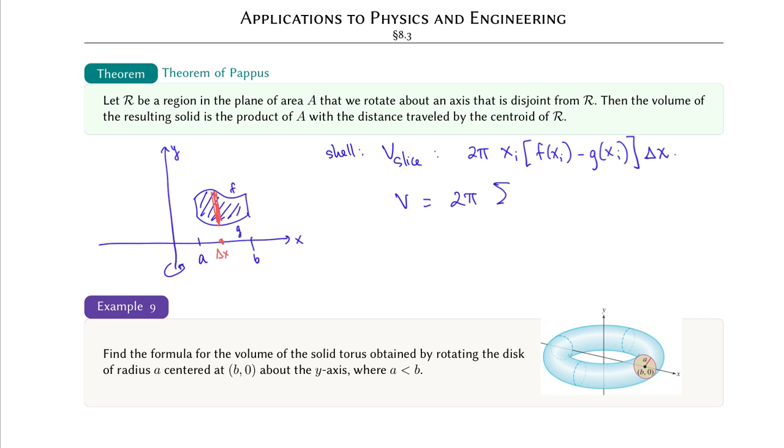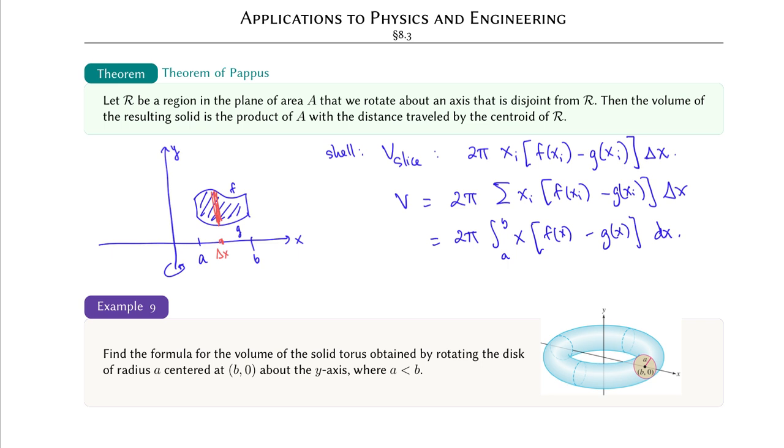And so the volume is 2 pi, the sum of x_i, f of x_i minus g of x_i, times delta x. But we recognize that this is a Riemann sum, so it is the integral from a to b of 2 pi x, f of x minus g of x dx. But this integral looks familiar. We've seen a similar integral when we computed x bar.